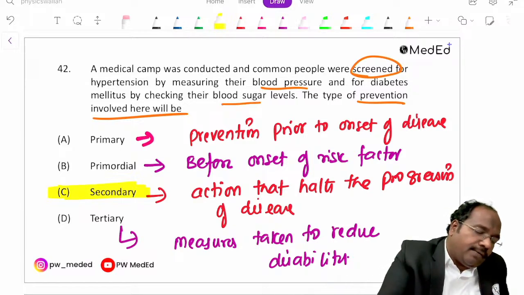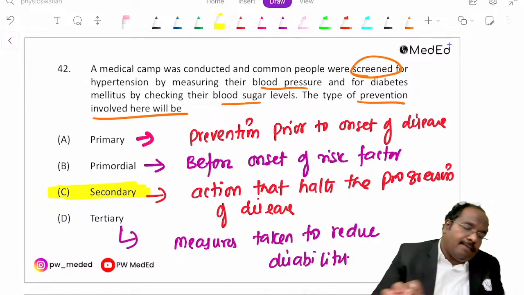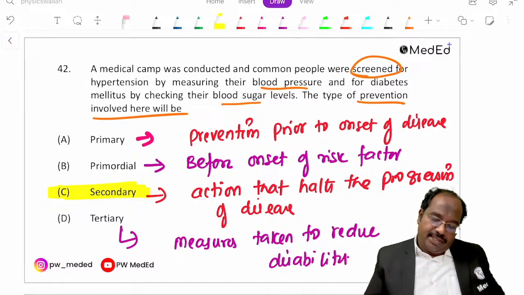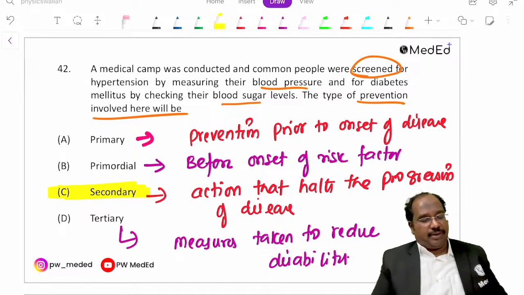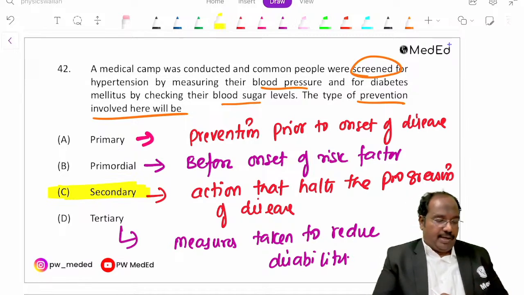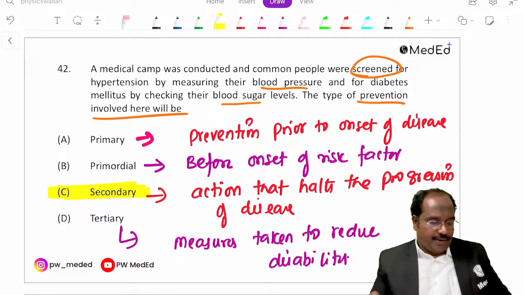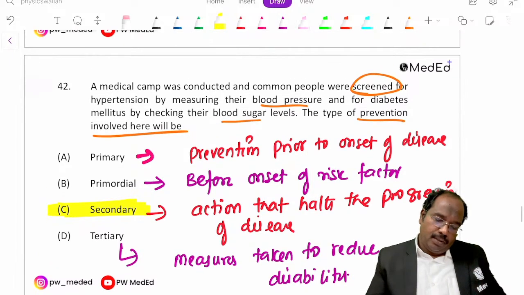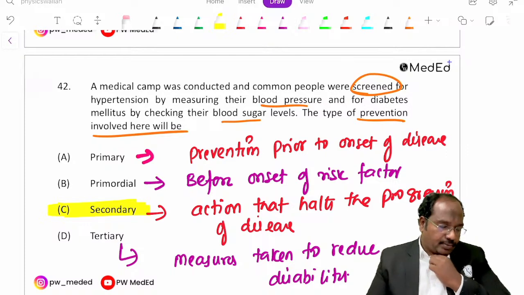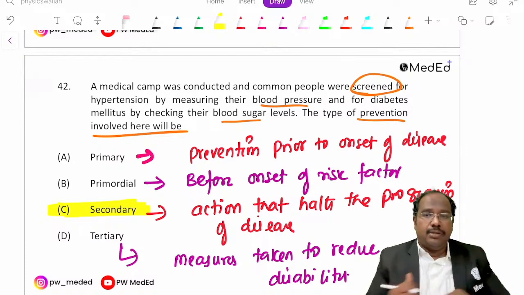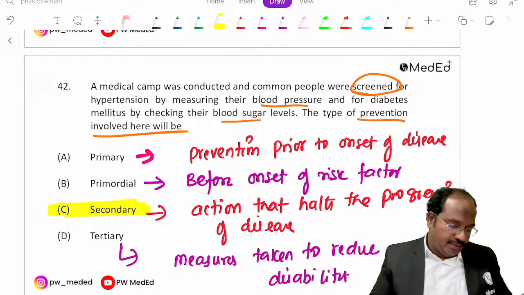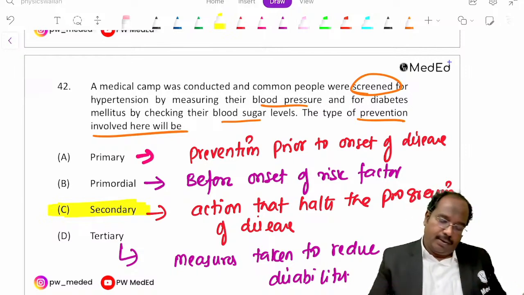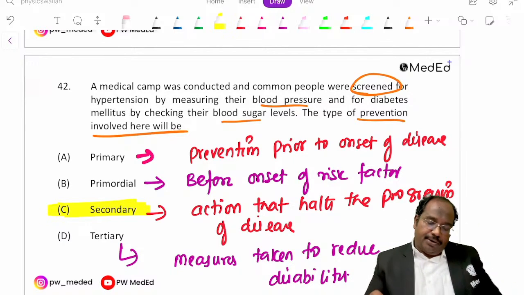Okay, fine. I will do it, doctor. Fine. So measures taken to reduce disabilities, guys. Okay, fine. So I'll inform the technical team because they have given the option. They have to do it, guys. I'll let them know.